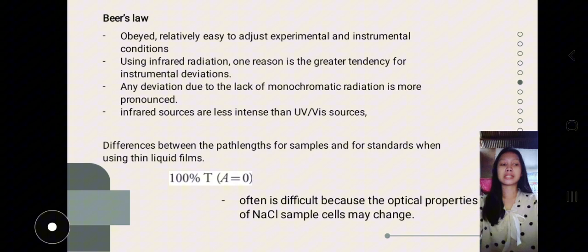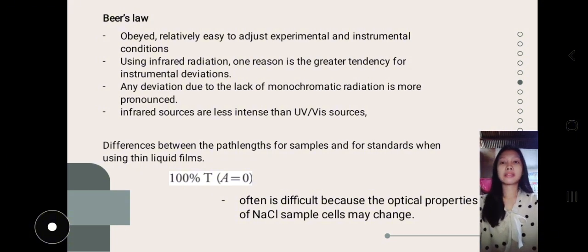In quantitative analysis based on absorption of infrared radiation, one reason for difficulty is the greater tendency for instrumental deviations from Beer's law. This is because the infrared absorption band is relatively narrow, so any deviation due to the lack of monochromatic radiation is more pronounced. Infrared sources are also less intense than UV-Vis sources.